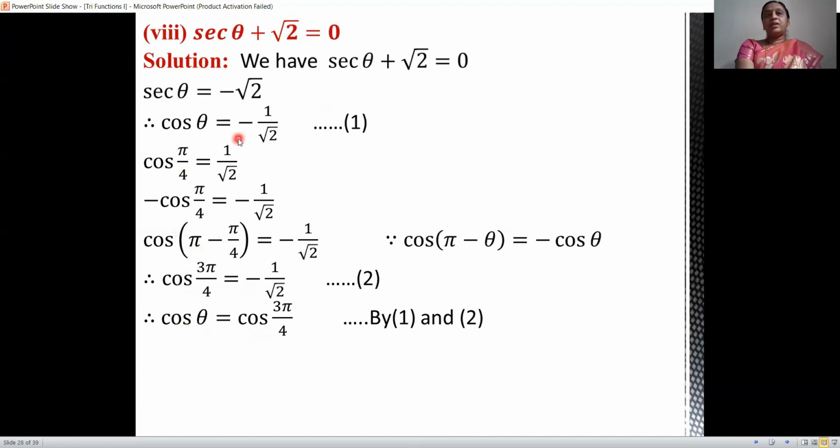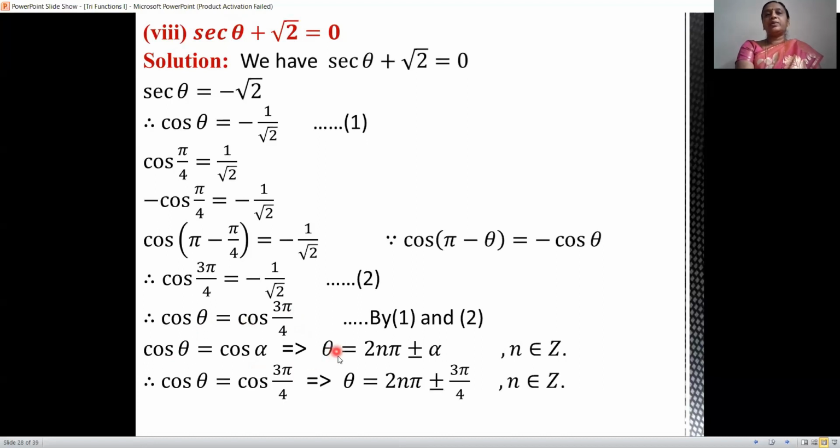Now we have converted the given problem into standard form. Which form is this? This is the cos theta is equal to cos alpha type, and this type of formula is in remark 2. If the function is of the type cos theta is equal to cos alpha, then what will be the general solution? The general solution will be theta is equal to 2n pi plus minus alpha, n belongs to Z.